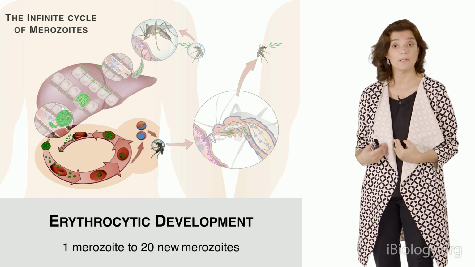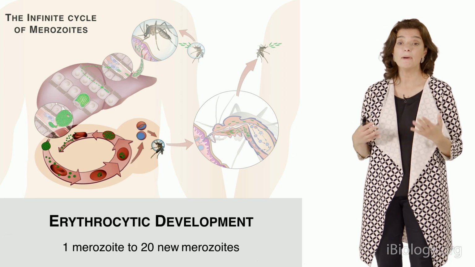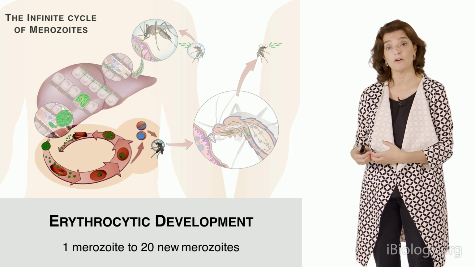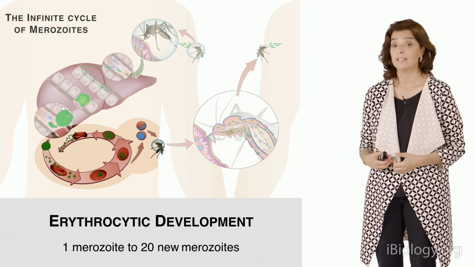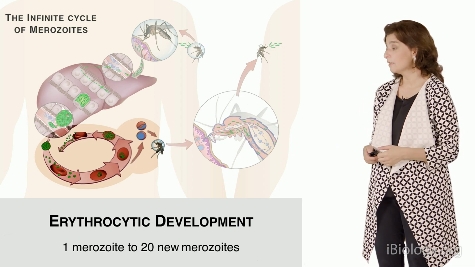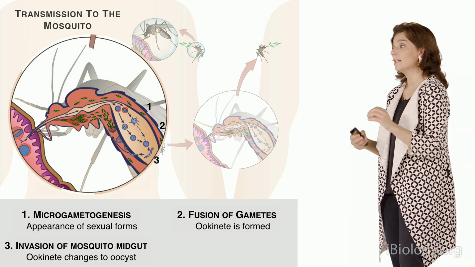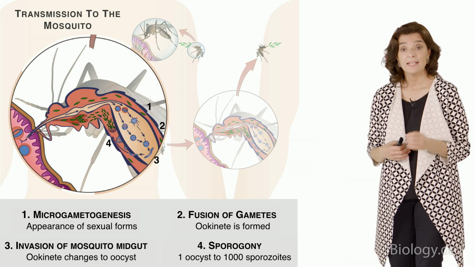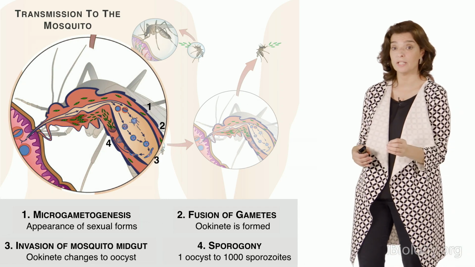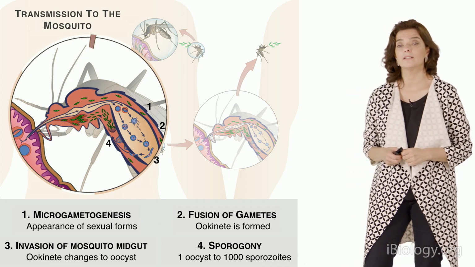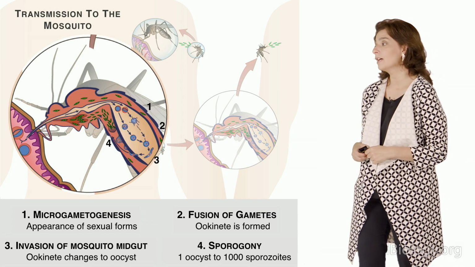These parasites end up in the stomach of the mosquito, but there, due to environmental cues, they transform into male and female gametes. They are ready now to fuse, and when they fuse, they form an ookinete. This ookinete is also motile, and because it's motile, it's able to cross the wall of the midgut.